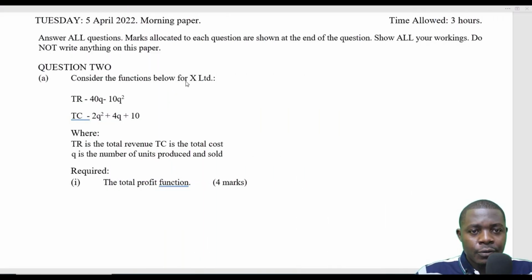Question 2 of April 2022, ADT Business Mathematics and Statistics. The question reads: consider the four functions below for X Limited.